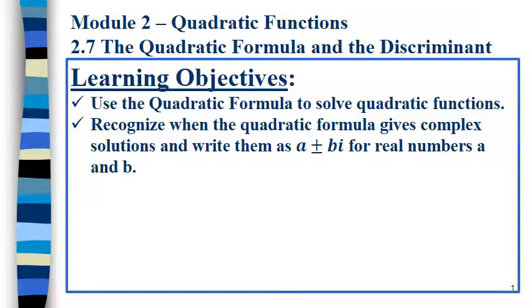Okay, welcome back. This is section 2.7, the quadratic formula and the discriminant. In this section, we are going to use the quadratic formula to solve some quadratic functions. And we're also going to learn how to recognize when a quadratic formula is going to give us a complex solution. And then we will be writing them as a plus bi for any of those real numbers.